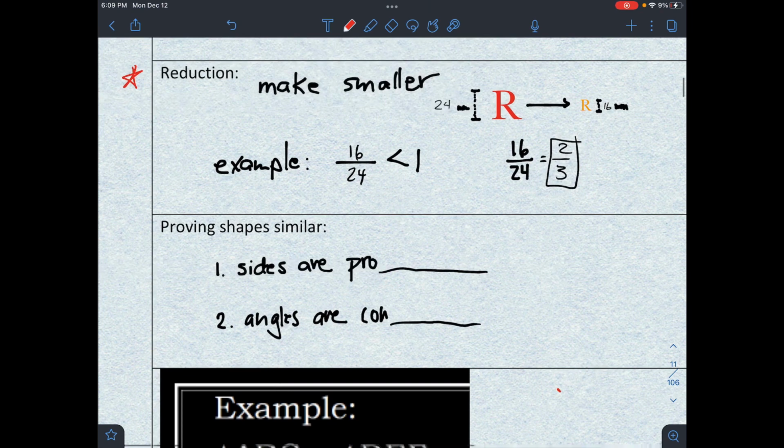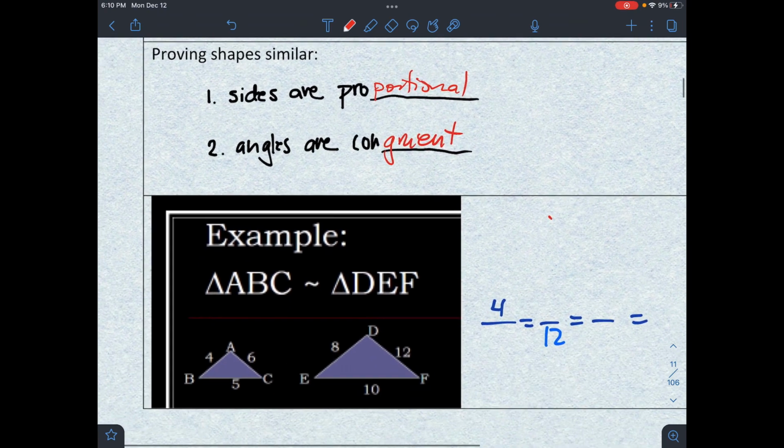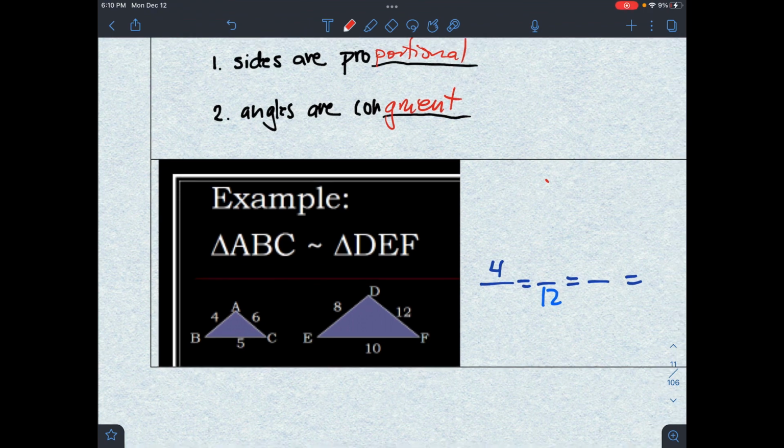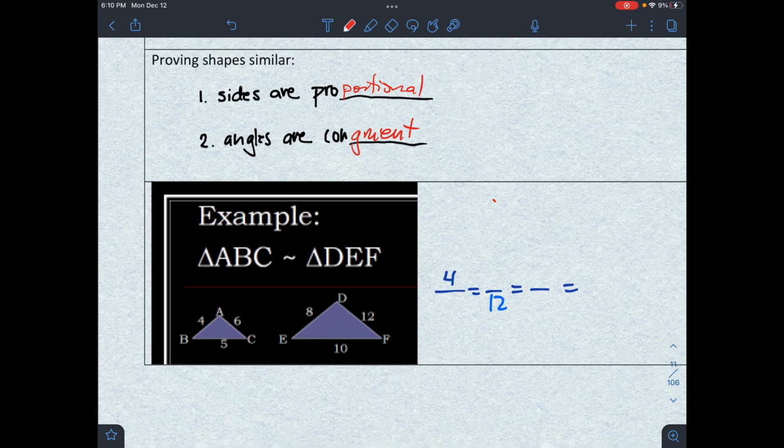If I have to prove shapes are similar, the two things that you're going to have to work with is show that the sides are proportional and that the angles are congruent. All right, in this problem here, I don't have to prove that the shapes are similar because it, notice, says here in this statement that ABC is similar to DEF, okay? And that symbol there is the similar symbol.